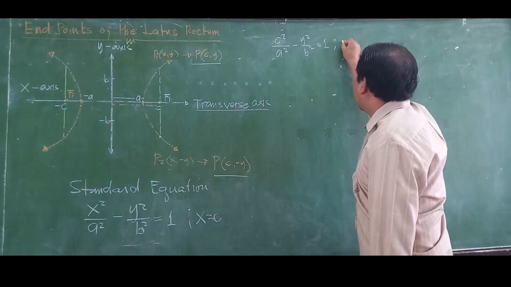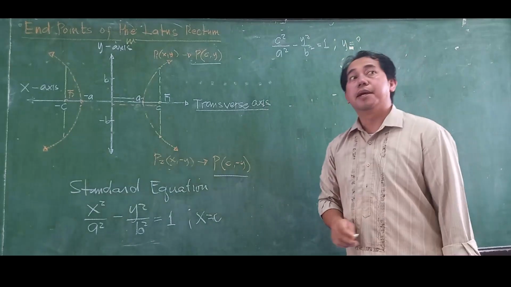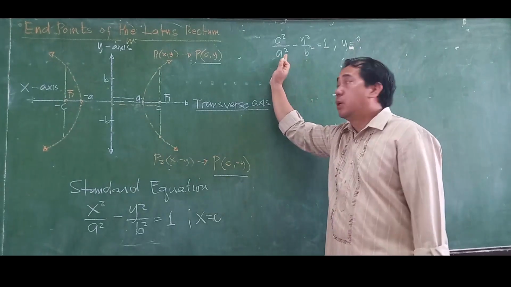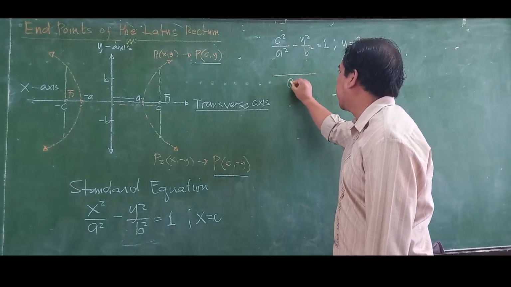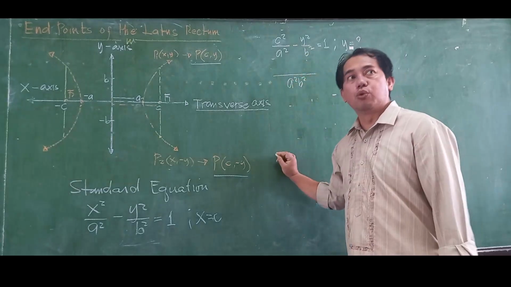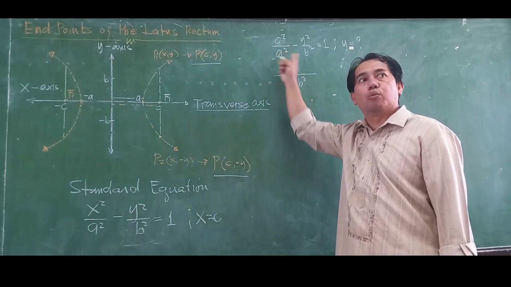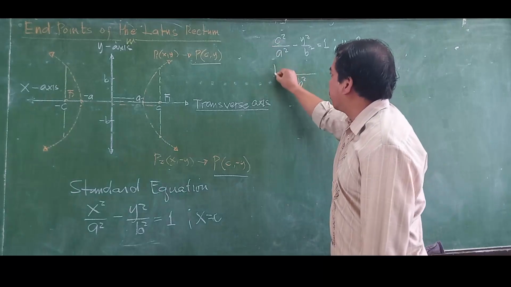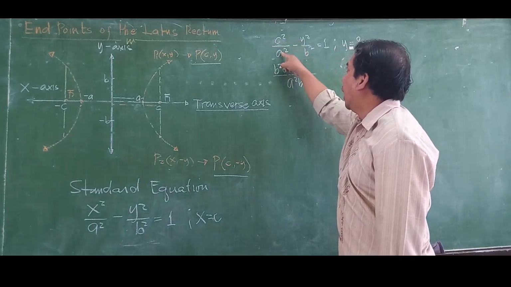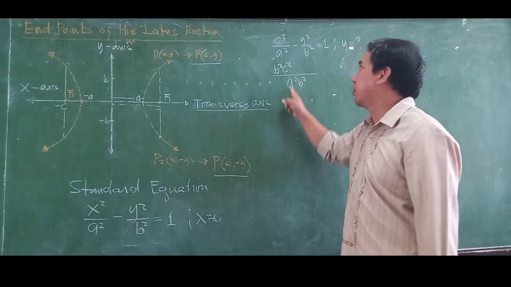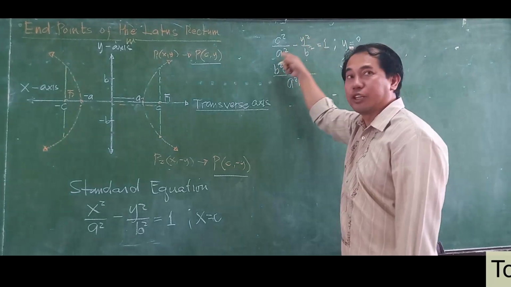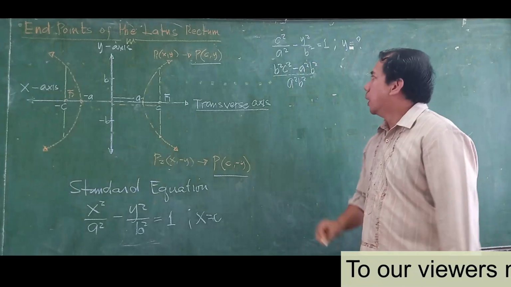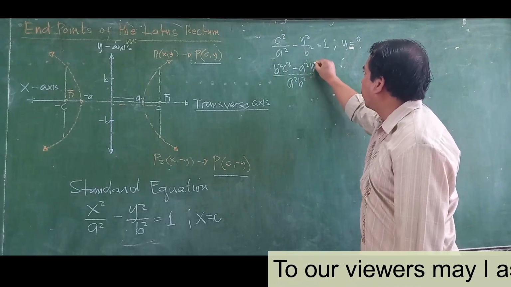From that, compute the value of Y in terms of A and B. Let's subtract them. What is the LCD? A raised to 2, B raised to 2. Cross multiplying, it gives B raised to 2, C raised to 2. For the other term, A raised to 2, B raised to 2 divided by B raised to 2, A raised to 2, cross multiplied, gives negative A raised to 2, Y raised to 2.